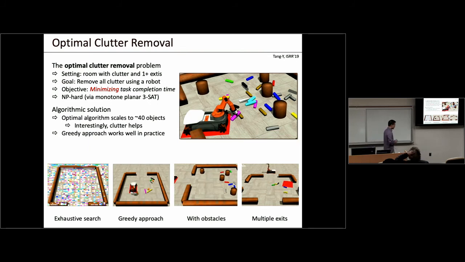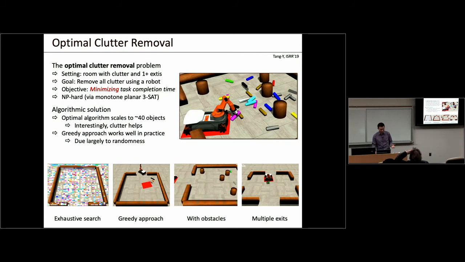It turns out, somewhat to our dislike, that a greedy approach actually works well in this case, almost as well as optimal solutions, because as you scatter the objects randomly, whatever you do does not matter as much. We can also work with multiple exits and so on.